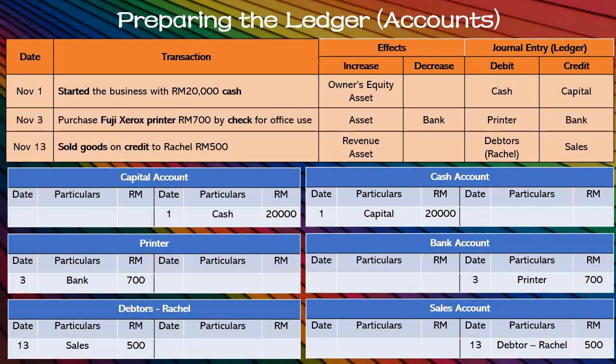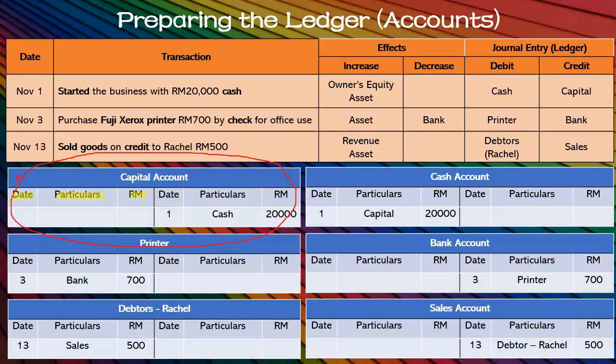So once we have identified the debit and the credit, the journal entry of each of the accounting transaction, then can we prepare the ledger or the account itself. So when you want to prepare ledger is basically like this. This is your ledger. So ledger must consist of, mesti ada date, particular, ringgit. Okay, so on this side, this is what we call debit. This is what we call credit.